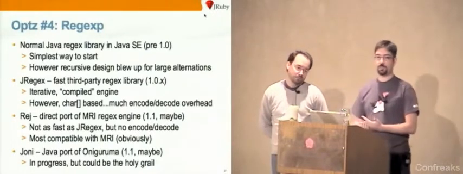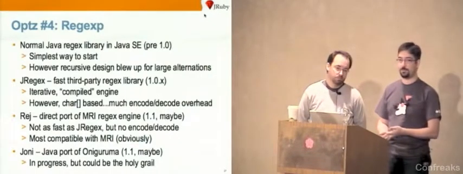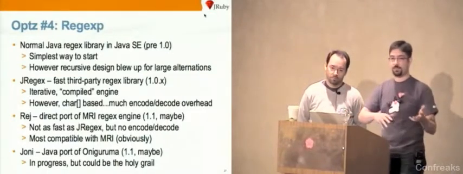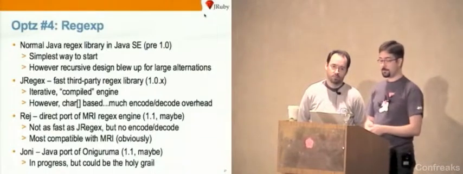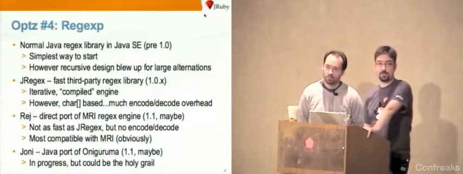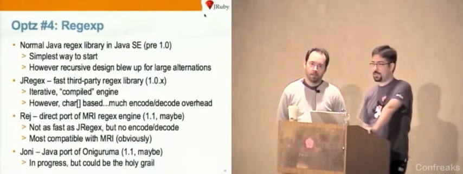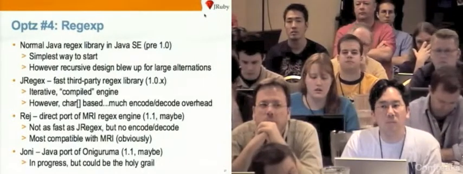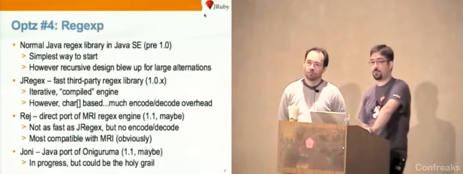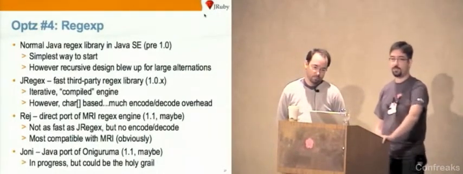So we switched to JRegex, which was a little faster. Unfortunately, it's character-based rather than byte-based. So for every matching operation, we have to switch from bytes back to characters, and then characters back to bytes. Terribly slow, adds a lot of overhead. So Ola actually went ahead and ported the C Ruby implementation's regular expression engine to Java. This is now a little bit faster than JRegex in cases. It's got a few problems where it's 5 to 10 times slower that we're trying to resolve, but it just uses bytes directly, and it's exactly compatible with Ruby's regular expressions. So that is probably the one that we're going to ship with 1.1 just because of the compatibility and speed issues.